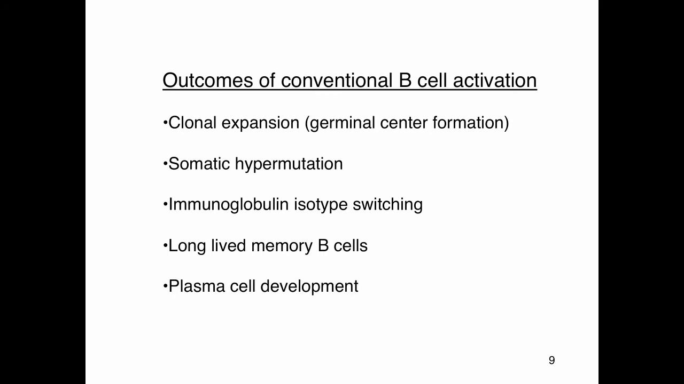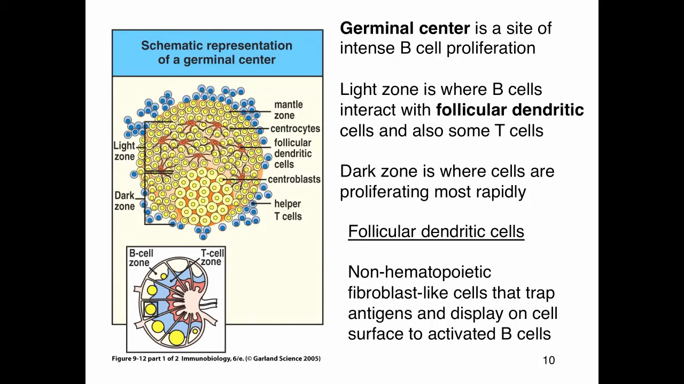And when that's happening, there are several other events that are important for mediating this B cell humoral immune response. As I said before, one of these is somatic hypermutation, and another one is immunoglobulin isotype switching. The final things are the production of some of these cells to become long-lived memory B cells, and some of these cells will differentiate further into plasma cells. Plasma cells are differentiated B cells that are really dedicated to secreting lots and lots of antibody at a high rate. And this is just a picture of the germinal center.